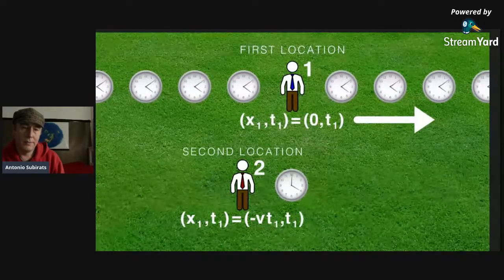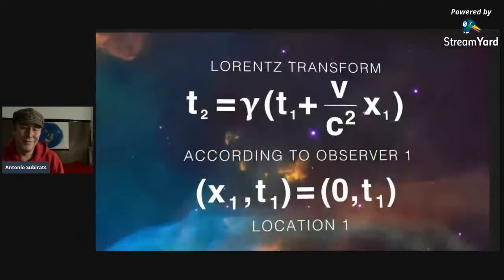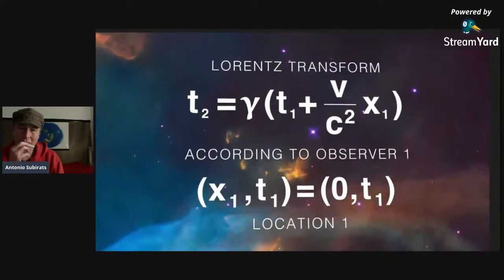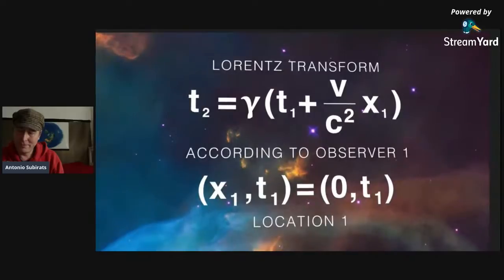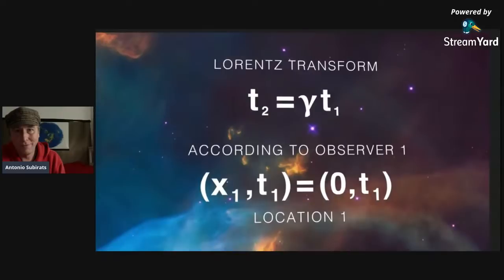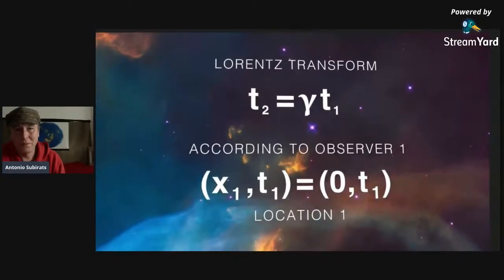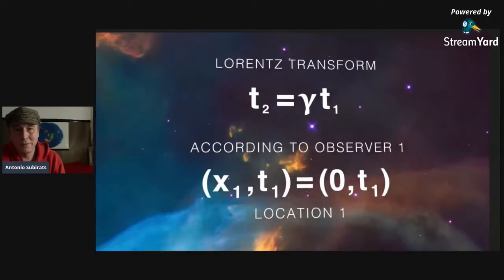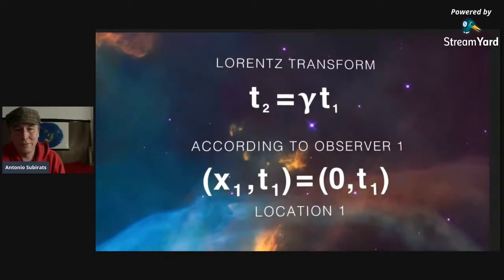We can now use the Lorentz transforms for time. Let's first find out what observer 2 thinks the time is at observer 1's location. We just put in the values seen by observer 1. In doing so, we find that t sub 2 equals gamma t sub 1. That's just the normal time dilation equation.